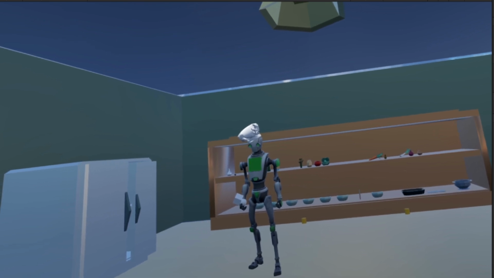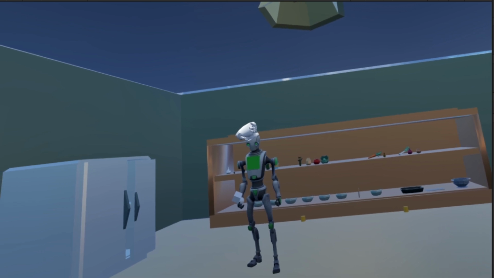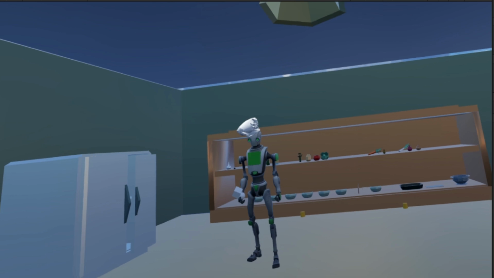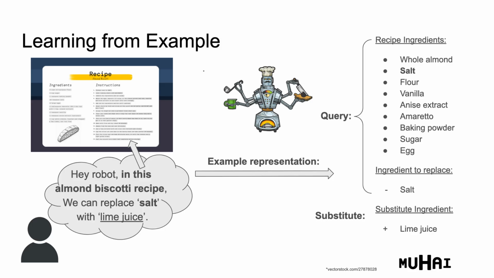Thank you for this example. I learned that the ingredient lime juice can be used when we want to replace the salt ingredient, or an ingredient with the salt product property. We will now see how the agent learns from a grounded experience.